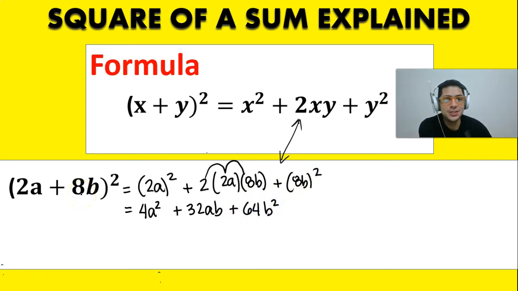So that is it pretty much, guys. So we basically use the square of a sum formula in order to see that this binomial to the power of 2 gave us this answer.